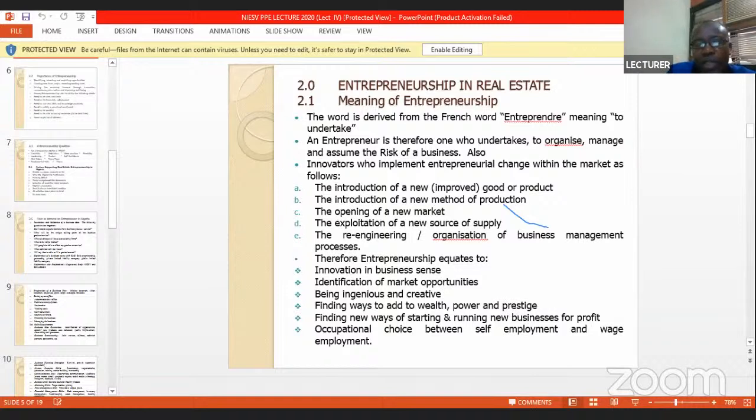Entrepreneurship is simply occupational choice between being self-employed and taking a wage employment. So an entrepreneur is one who wants to be self-employed. One who wants to be self-employed can be seen as an entrepreneur.